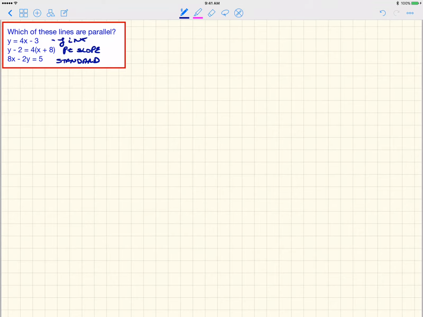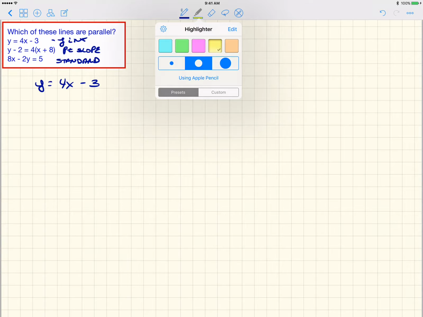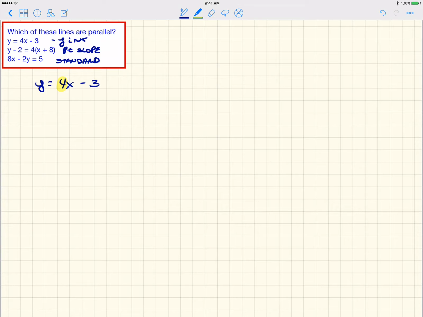I can take a look at my equation that's in y-intercept form, and the equation that's in point slope form, and I can figure out right away whether or not they are parallel, because the slope is right there for me to see. In y-intercept form, y equals 4x minus 3, my slope is right here. My slope is 4. That's right there for me to see.